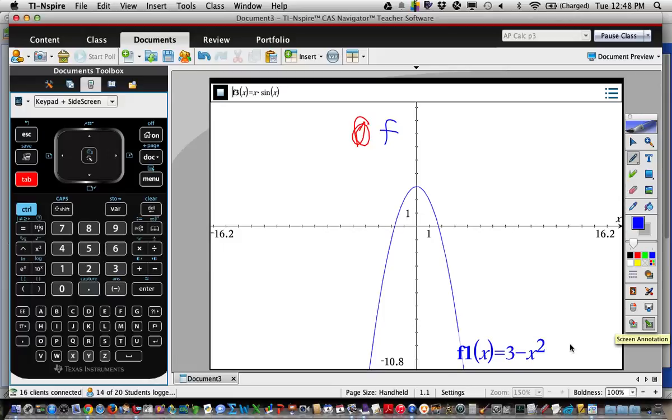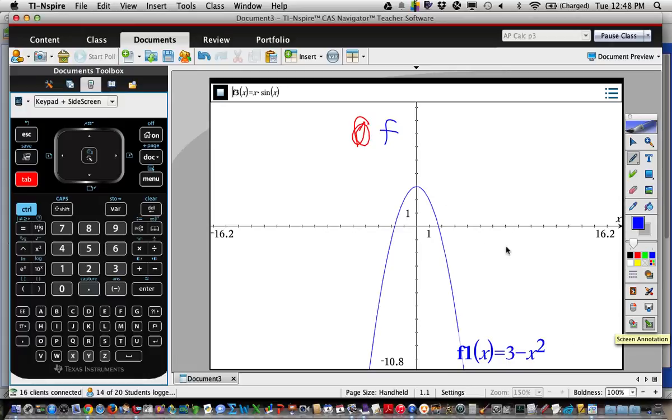Okay, 46b. Where is f prime positive? F prime is positive when f is, oh, we did that one. Right. C, is f prime increasing at 2? F prime increasing is when f is concave up. This graph is never concave up. So no.